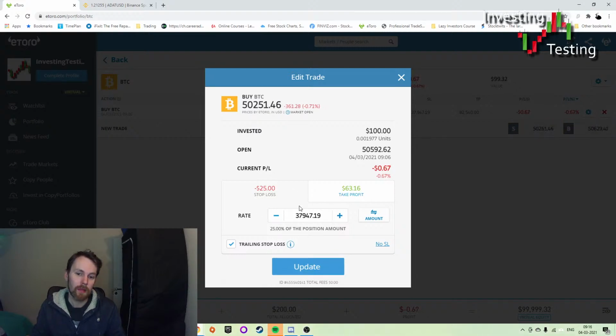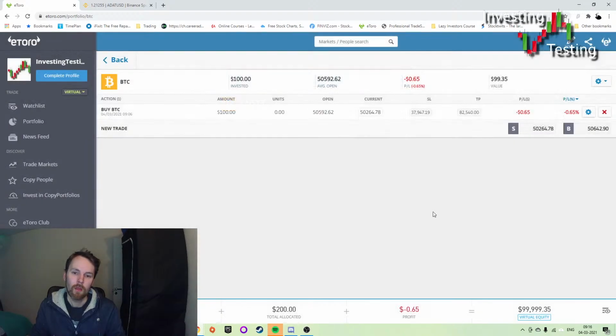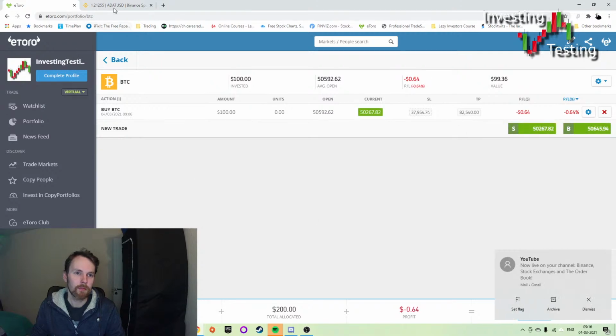These two simple methods of being able to close your trade at a certain moment mean that you won't have to watch your trade all the time. And that's pretty much the stop loss and the take profit.